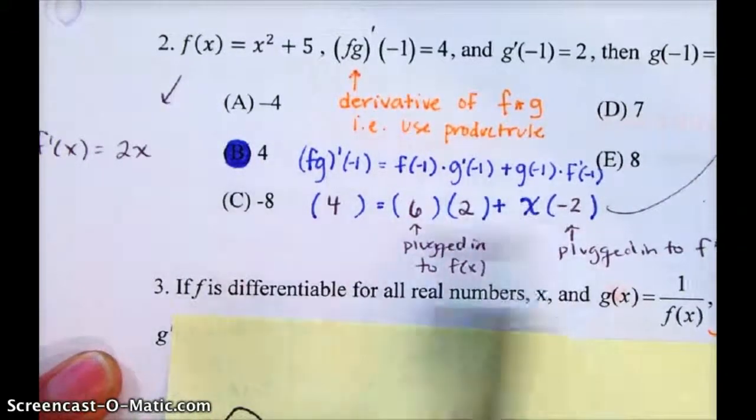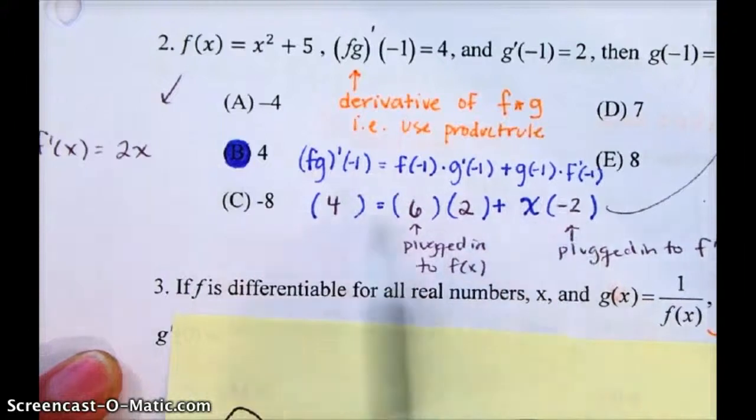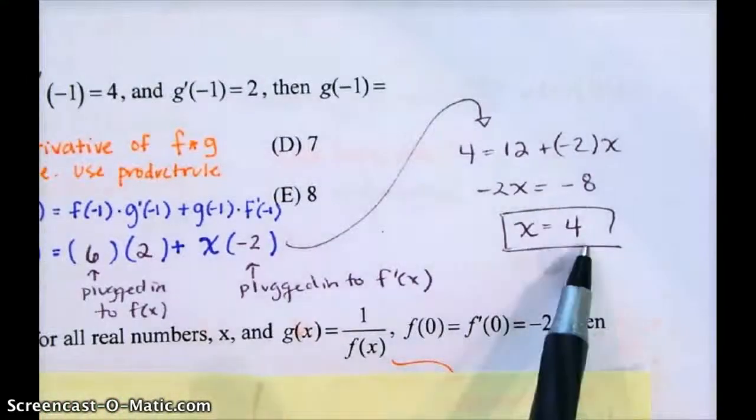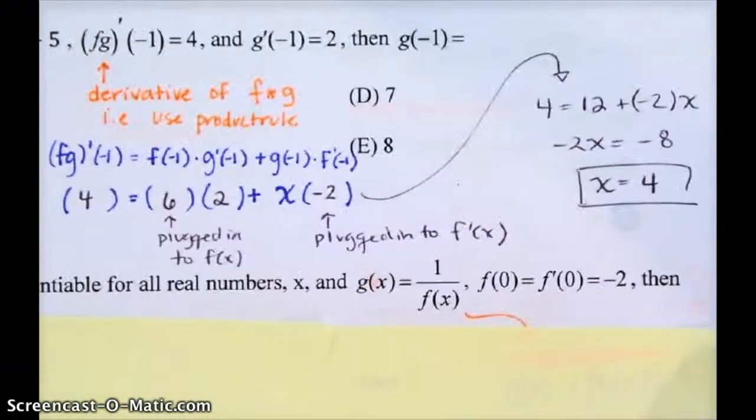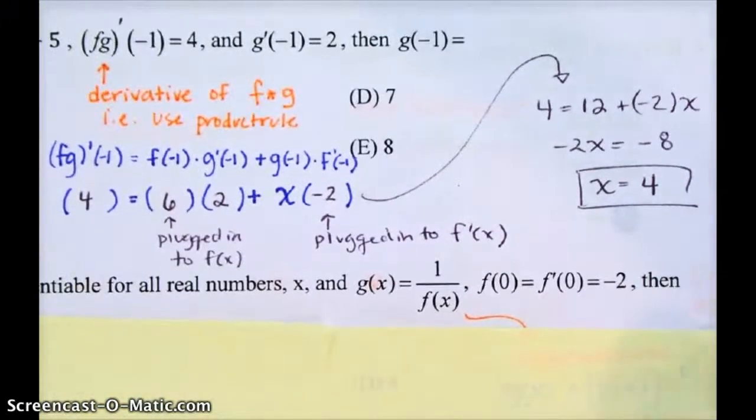Now, this is just a linear equation. I've got a variable and a bunch of numbers, so all I need to do is just solve it, which is a very simple process, and it gives me a +4. If you need to look at any of this work again, please pause the video. Otherwise, let's move on to question 3.